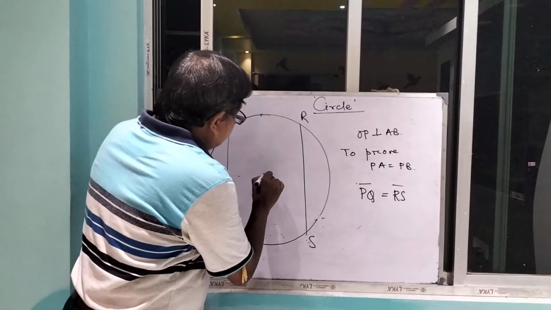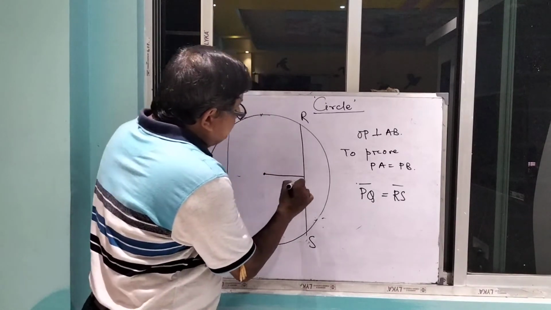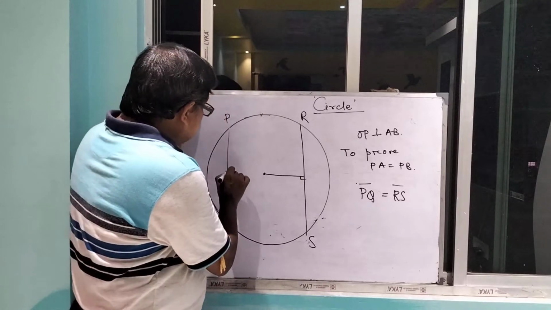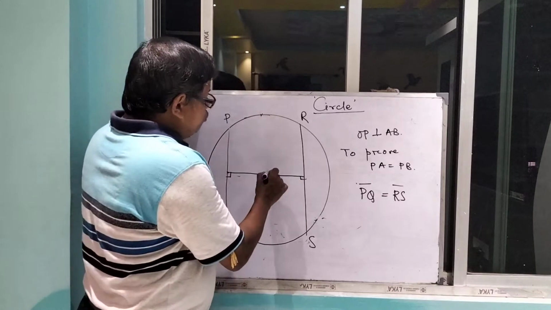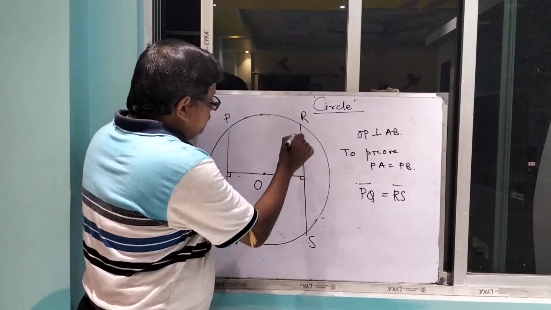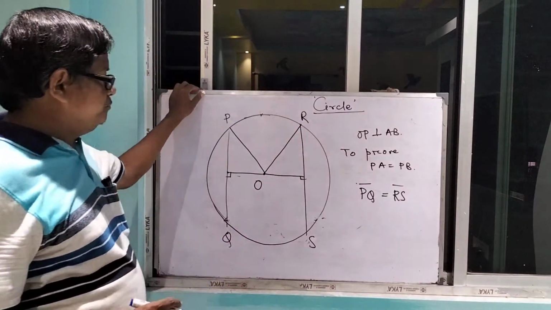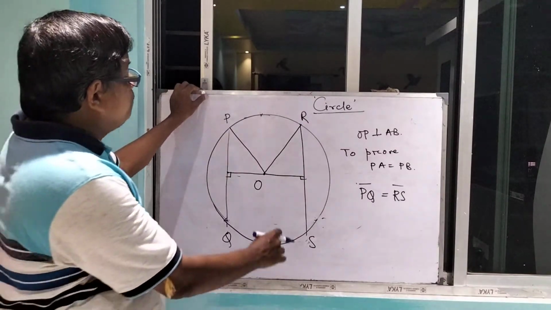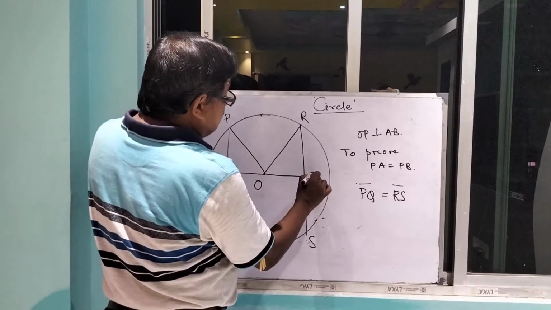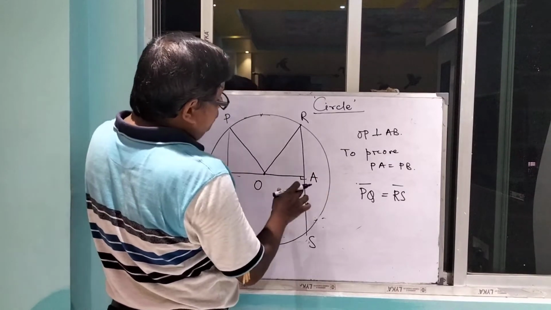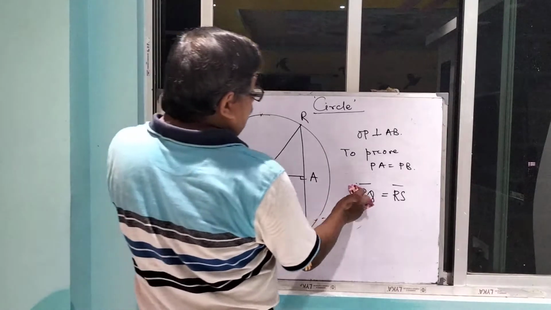Suppose this center is given. Now here, bisect the chord. This one perpendicular bisector is there, similarly also here. So you join OR and OP. We have to prove equidistance from the center. Suppose the center is O, this is A, this is B. To prove that OA equals OB. Now look at here.